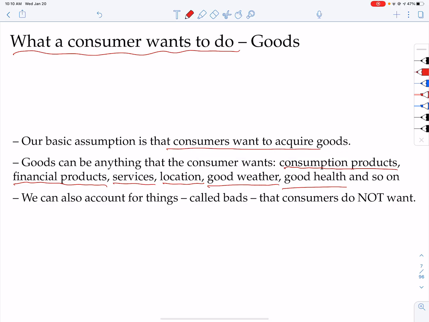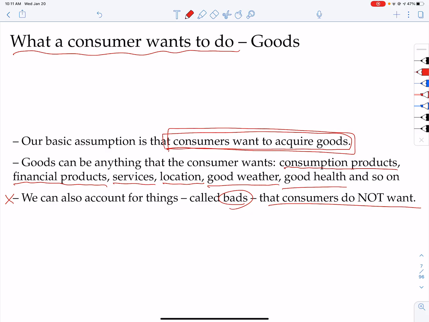I said that we're gonna assume this one, but we can also account for different things called bads that consumers do not want. But we're not gonna talk about this one for the time being. But we'll talk about this in a few weeks. Okay. So for the time being, we are assuming that consumers always want to acquire goods. Right. So that's what the consumer wants to do.